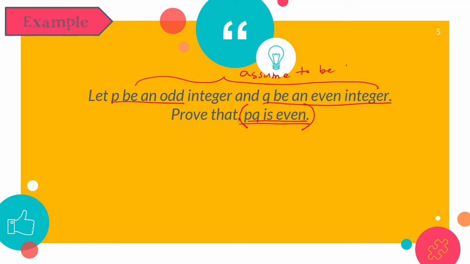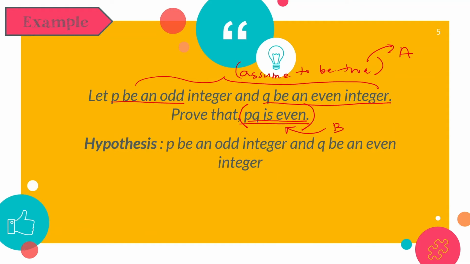Assume to be true. So what you assume to be true will be statement A, and what you want to prove will be statement B. Okay, so the hypothesis here is P is an odd integer and Q is an even integer. So the conclusion is PQ is even.